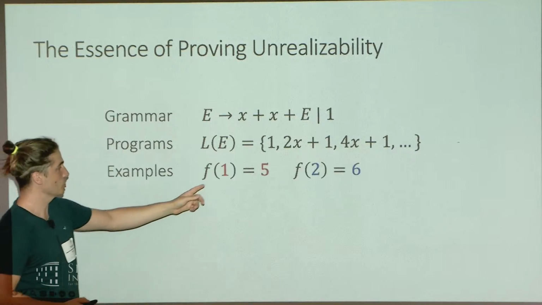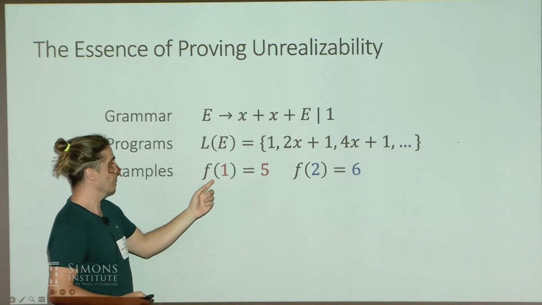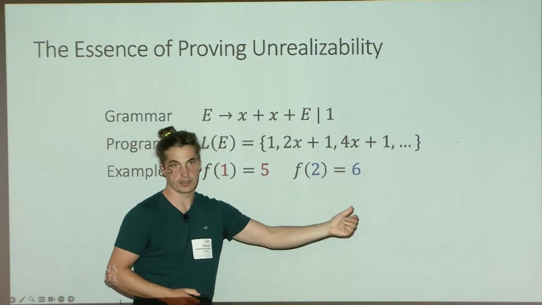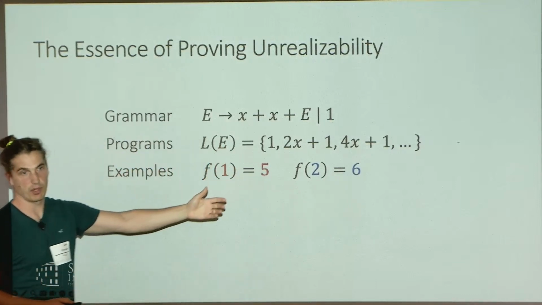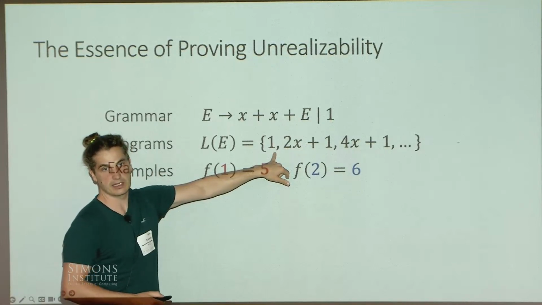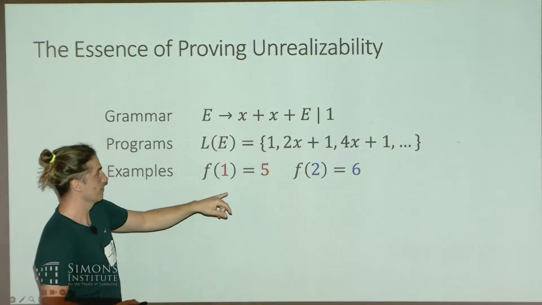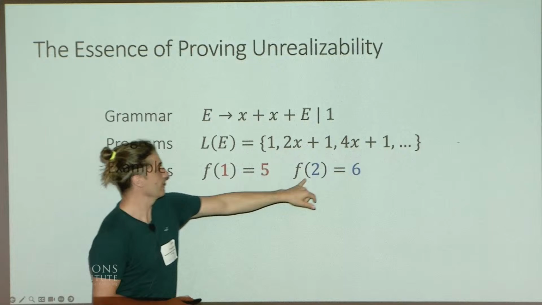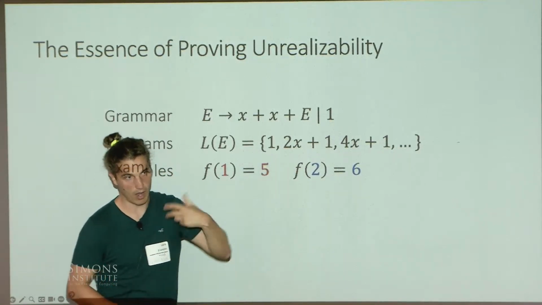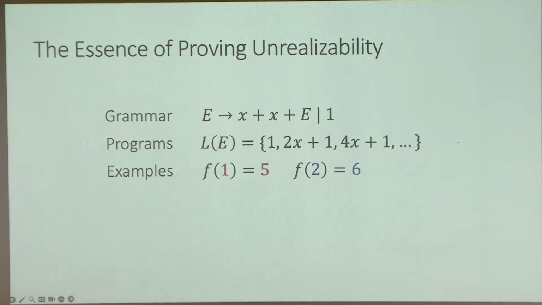And let's say I want a program that on input 1 outputs 5 and on input 2 outputs 6. I claim that there is no such program here, because you can convince yourself pretty quickly that given an even number, this always produces an odd number. Okay, so how do I formalize that intuition?